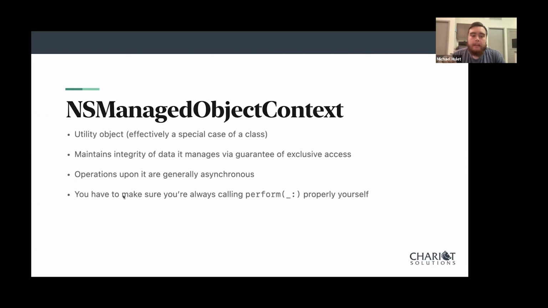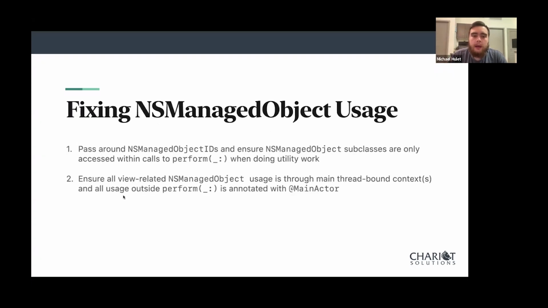So perhaps the biggest part of this concurrency migration for our app was that I converted everything so that rather than passing around NSManagedObjects, we pass around object IDs as much as possible. So then if you go down into some other concurrency domain, you can just load it from an existing object on that context and do your work in perform and be done with it.